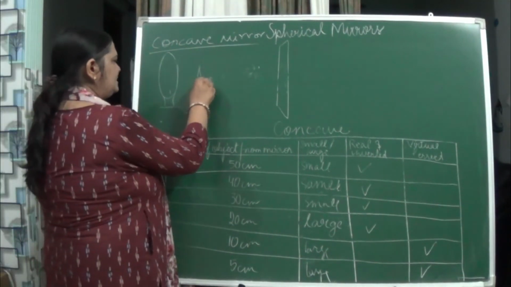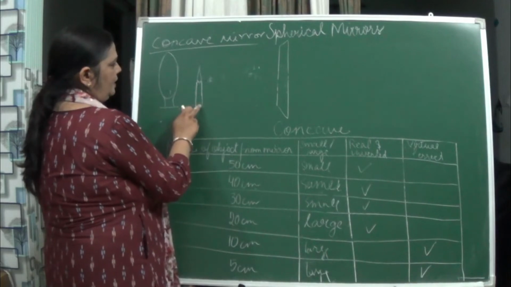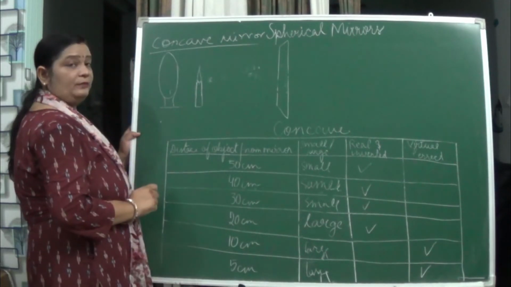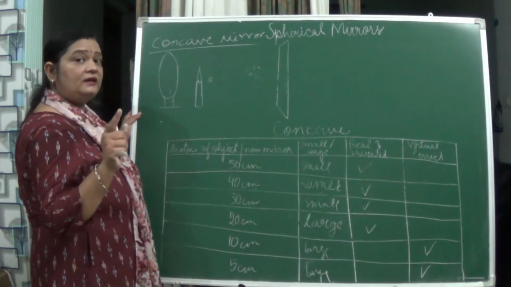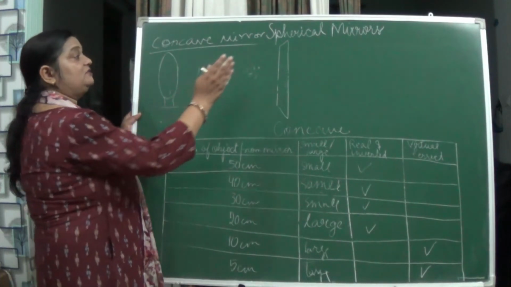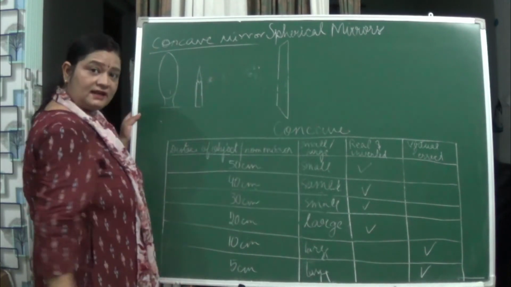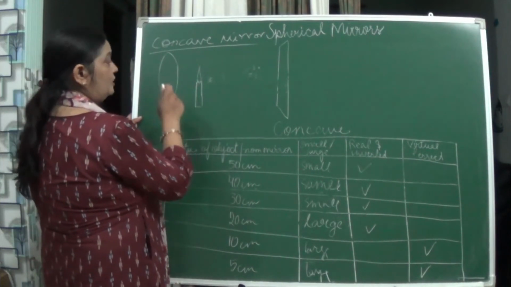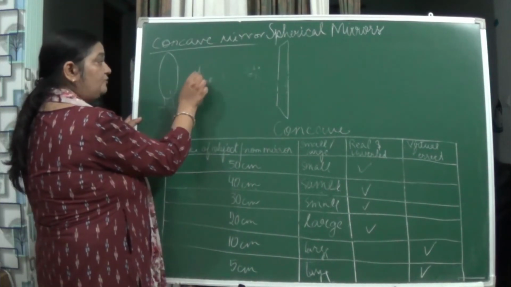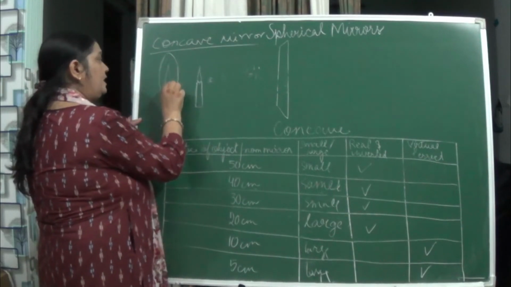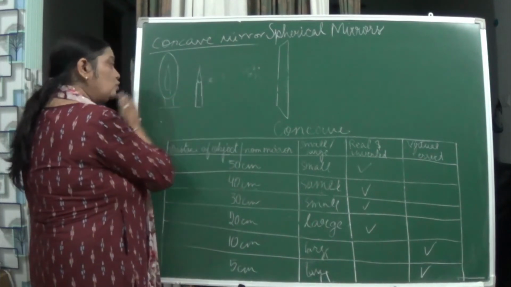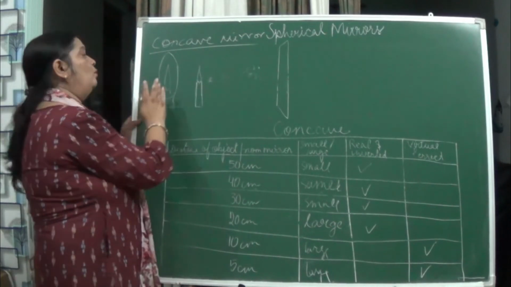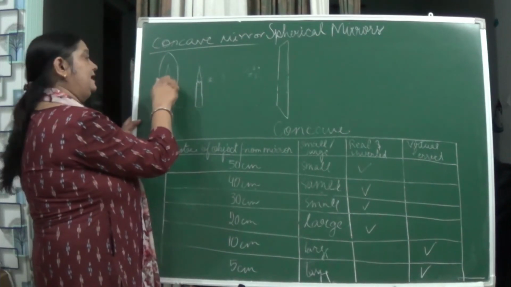Now if the candle is at 10 centimeter, you will get a virtual and erect image. When I say you will get a virtual and erect image, it means it will not be formed on the screen. It will be large, and you will get a virtual and erect image of this over here. Now if it is too close also, it will become larger only, and it will be virtual and erect in nature.